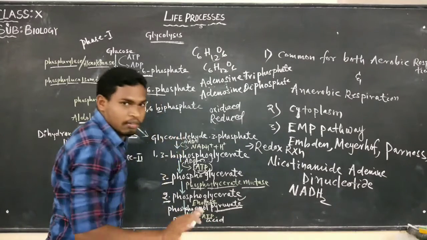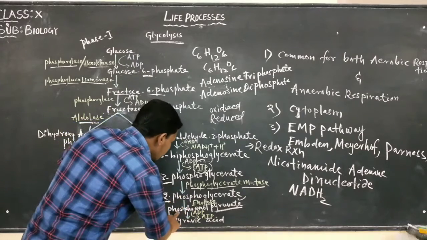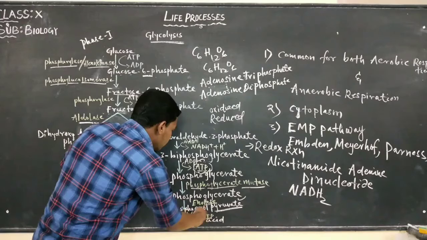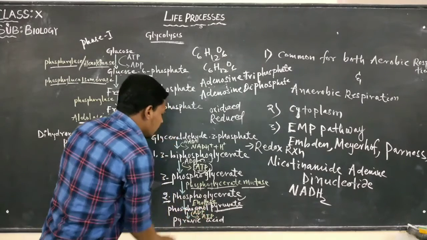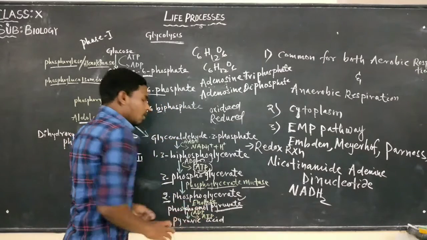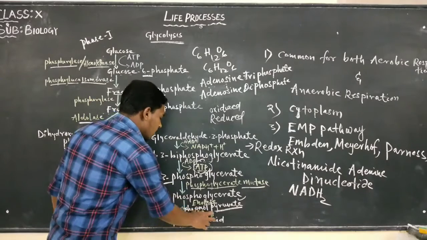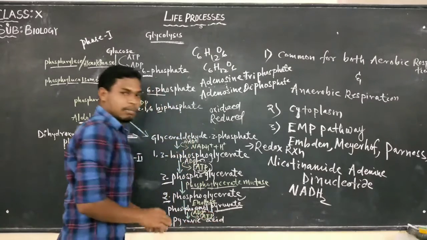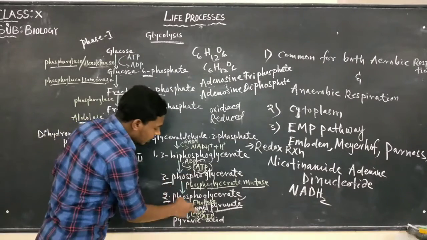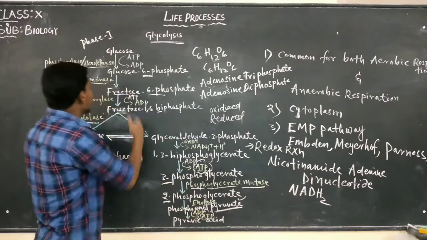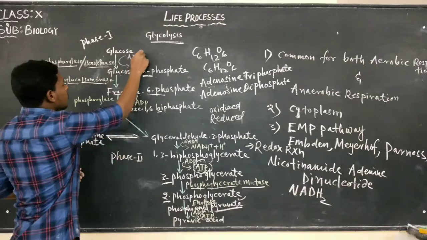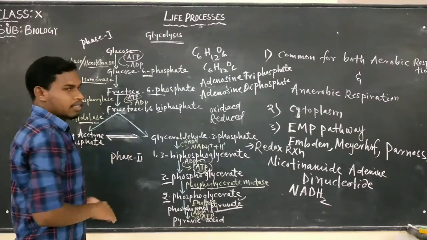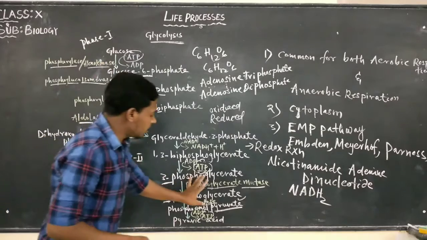Pyruvic acid does not have any phosphate molecule, whereas phosphoenolpyruvate has one phosphate molecule. That's why it gets reduced into ATP. ATP is known as adenosine triphosphate. So here again one more ATP synthesis takes place. So far 2 ATP synthesis took place, and here 2 ATP we utilized. 2 ATP is used, 2 ATP is synthesized.